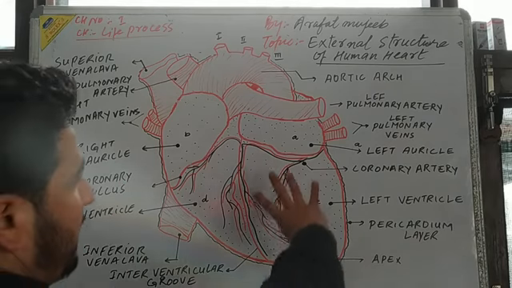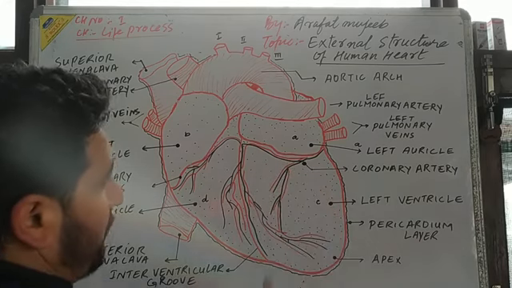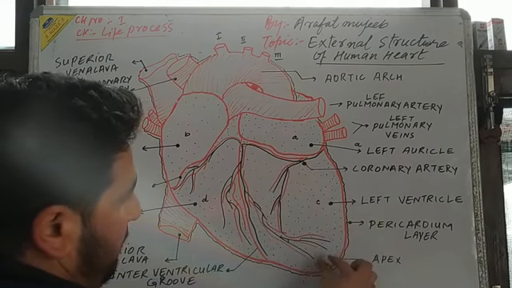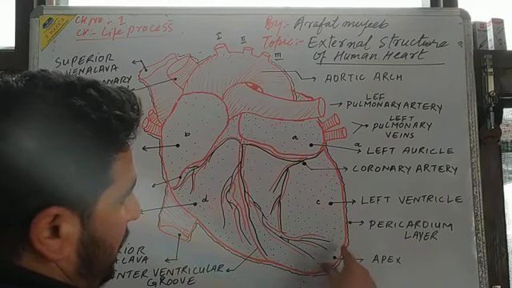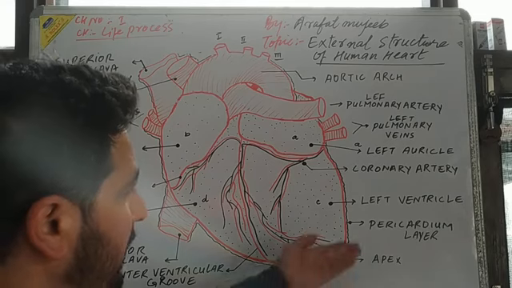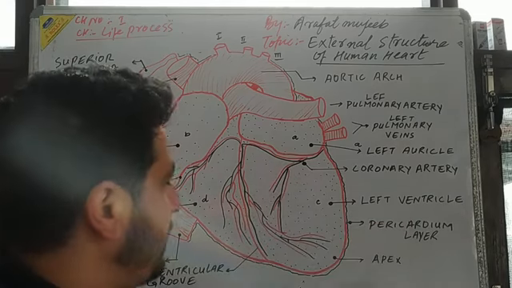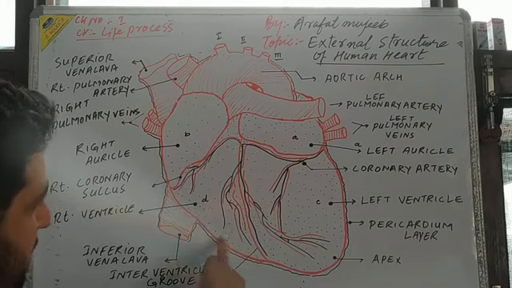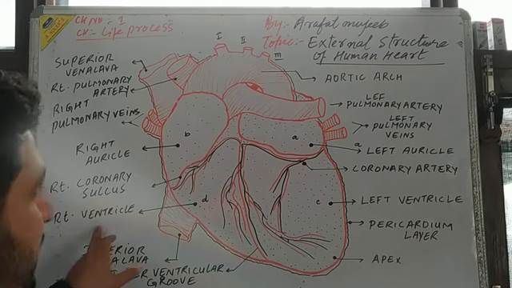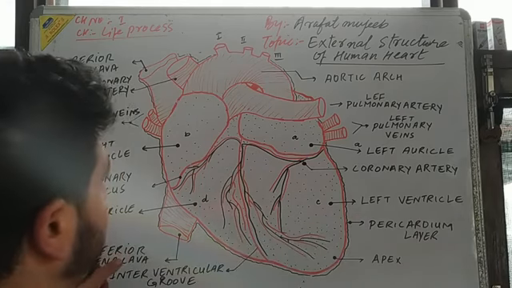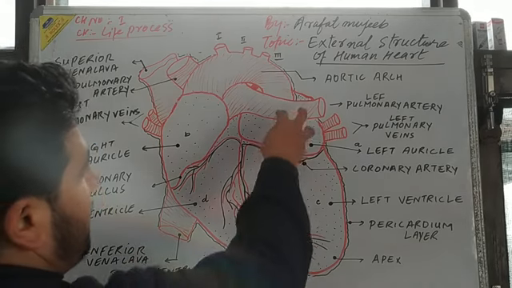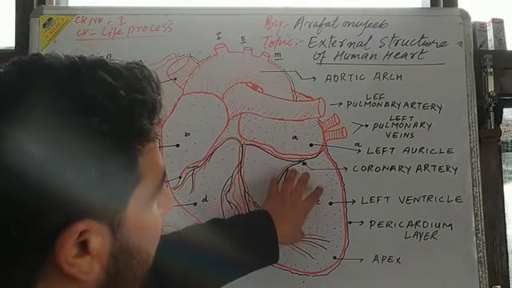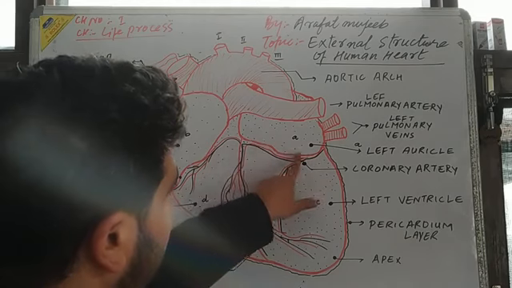Now this C part, this big whole part, is the left ventricle, conical at the apex and broad at the base. And this D part here is the right ventricle, the left ventricle and right ventricle. The right auricle and left auricle are separated from the ventricles by what is known as the coronary sulcus.